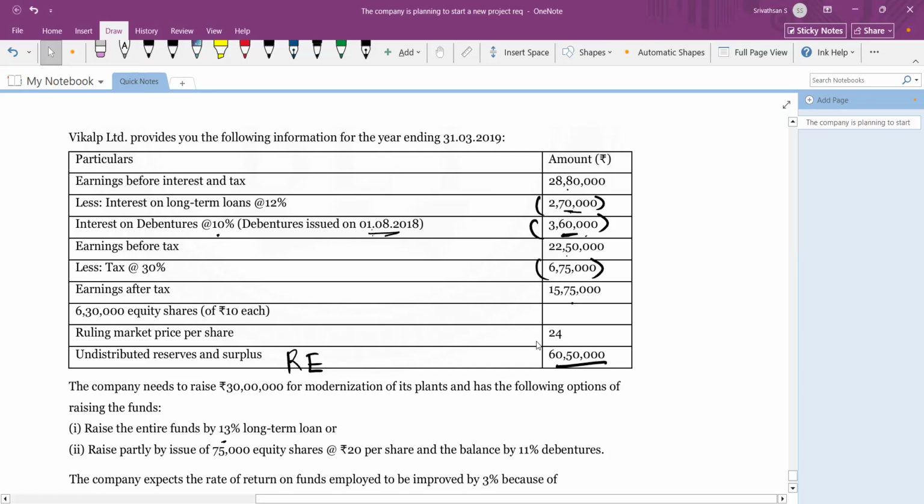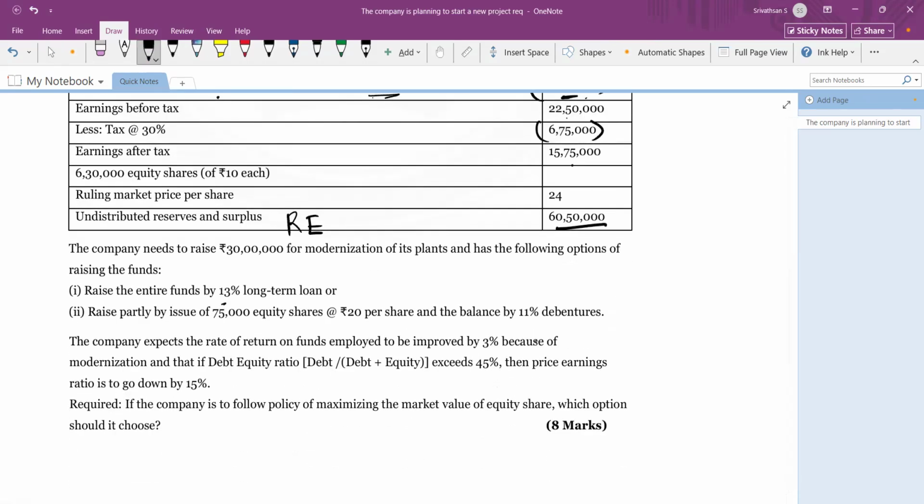The company needs to raise 3 million for modernization of its plants and has the following options of raising the funds. So the company needs 3 million for financing the modernization of its plants. And the company has two options for raising this 3 million. The first option is the company can raise this entire 3 million rupees in the form of a long-term loan, and the company can borrow this 3 million at 13% interest. This is one option. And the second option is to raise it partly by issue of equity shares at rupees 20 per share. So what they are saying is the company needs 3 million, which is nothing but 30 lakhs. Out of the 30 lakhs, the company can raise 15 lakhs by issue of equity shares.